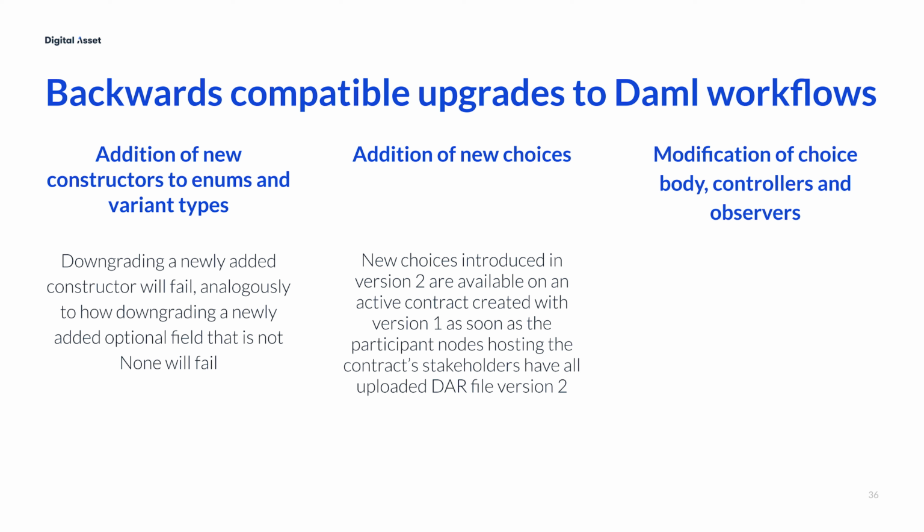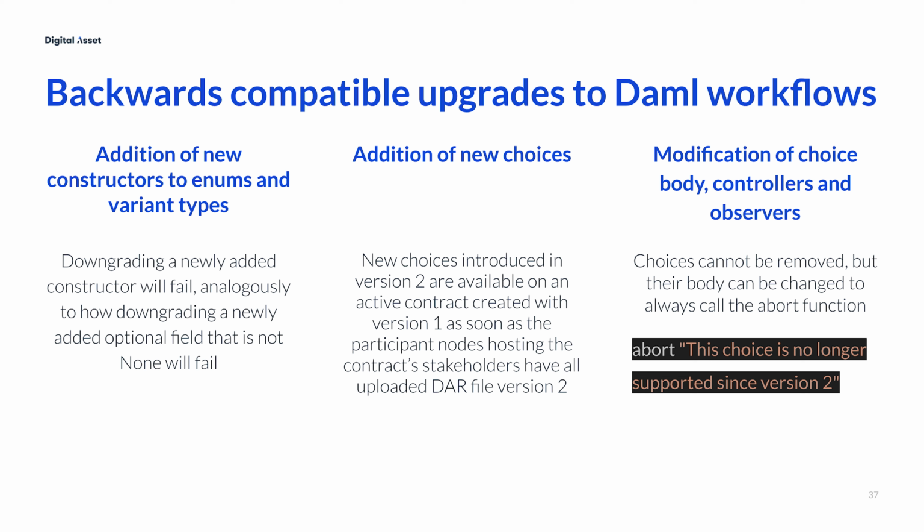For a choice existing in version 1, version 2 of a DAR package can change the choice controllers and observers. The body of the choice can also be changed, for example to fix bugs or to deal with a newly added choice or contract argument. Choices cannot be removed, but their body can be changed to always call the abort function.